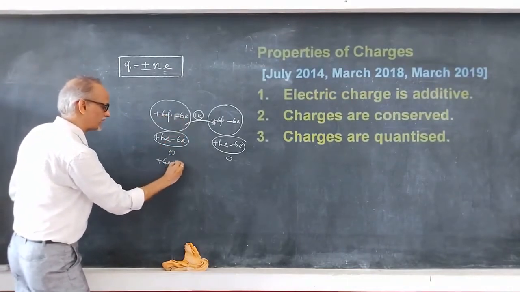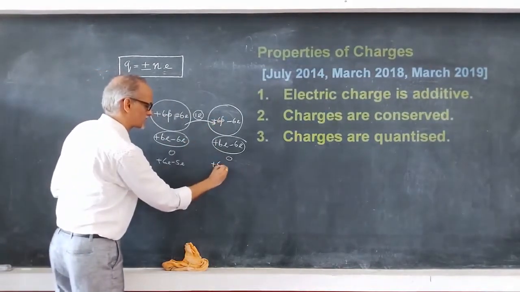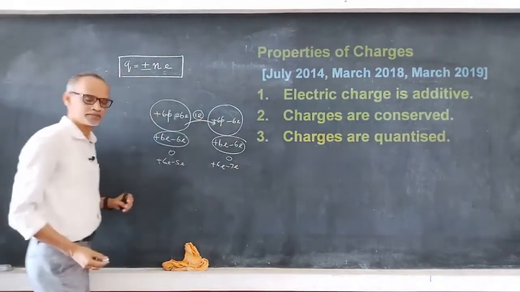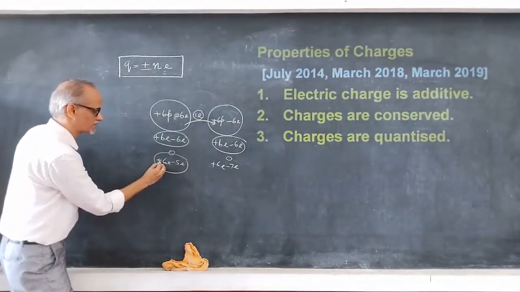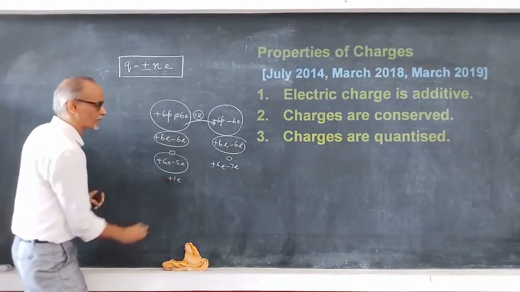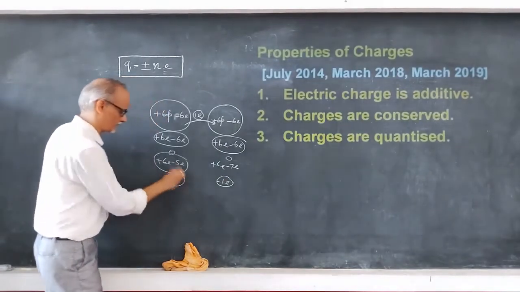It becomes a minus 5e. Whereas here, plus 6e, it has received an electron. It becomes a minus 7e. So what is the net? Plus 6 minus 5 is nothing but plus 1e. Plus 6 minus 7e is nothing but minus 1e.